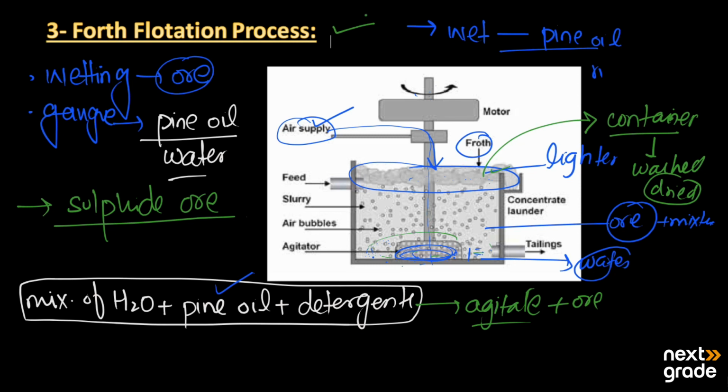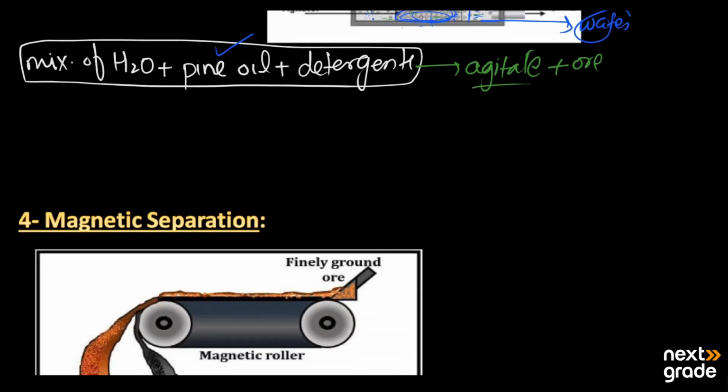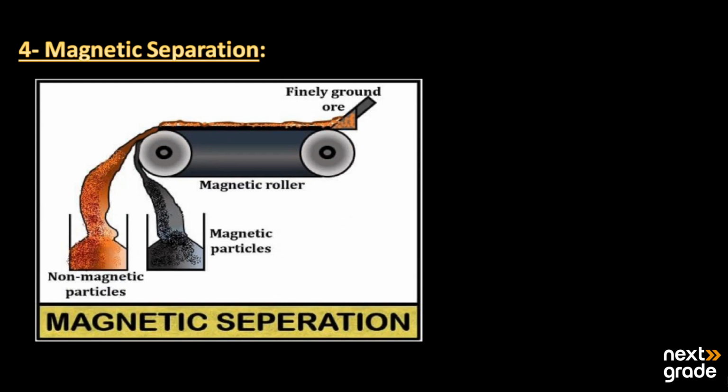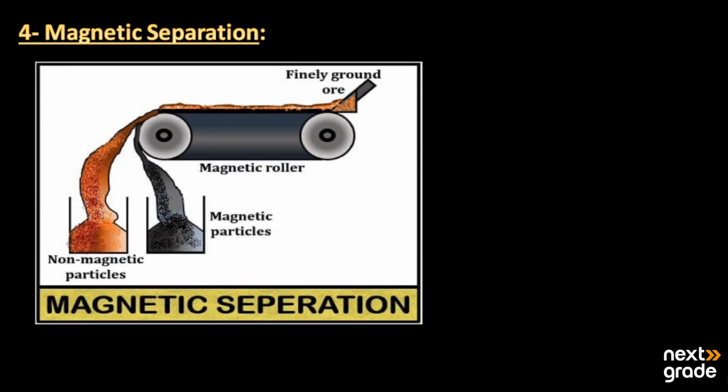Why is it known as the froth flotation process? Because the sulfide ore that gets wet by the pine oil comes over the surface, and this is known as the froth. So the froth flotation process is for the concentration of ore which contains sulfide. Let's have a look at the fourth method, which is known as magnetic separation.